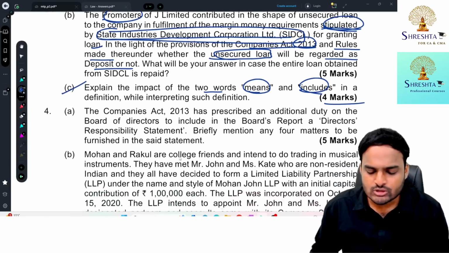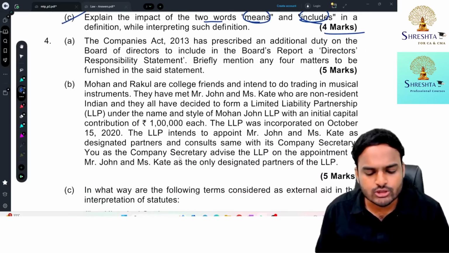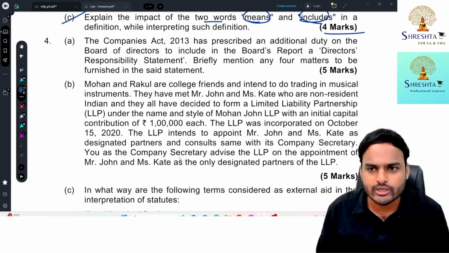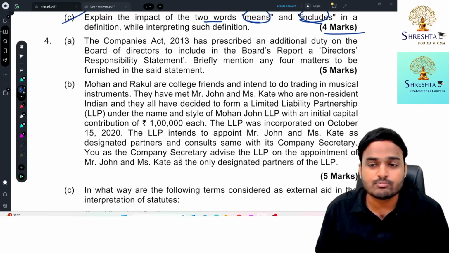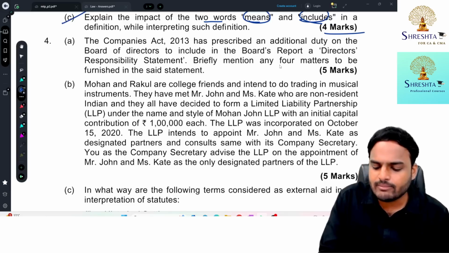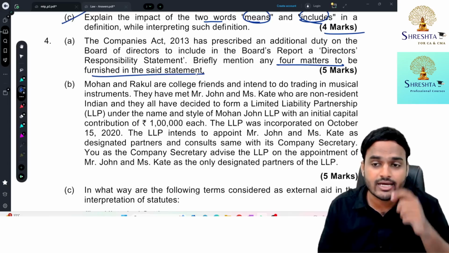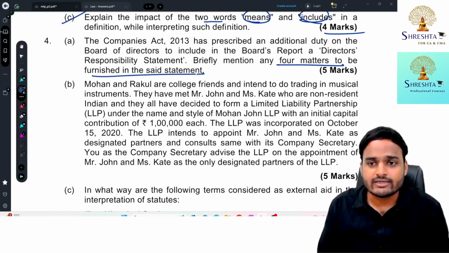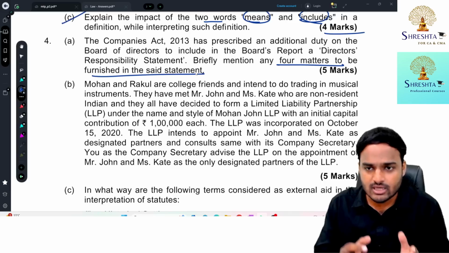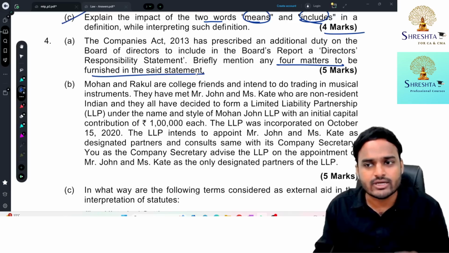The Companies Act 2013 has prescribed an additional duty on the board of directors to include in board report a director's responsibility statement. Briefly mention any 4 matters to be furnished in the said statement. So this is also direct theory question. So director responsibility statement, there are some 6 points. You need to write 4 matters.